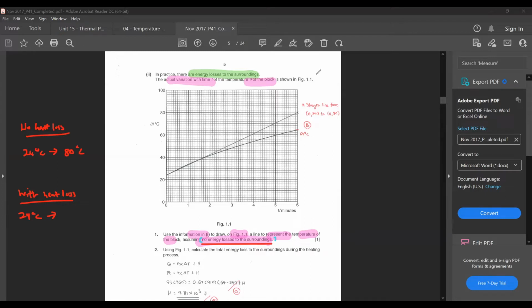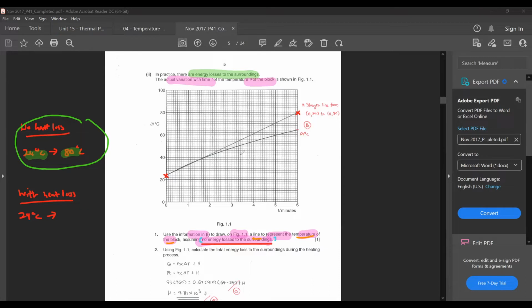Okay, so here, what is the line that tells you the temperature of the block, assuming no heat loss to the surroundings, assuming no energy losses to the surrounding? When you had no heat loss just now in the previous page, you already calculated that it will go from a temperature of 24 degrees centigrade to 80 degrees centigrade. So you know that the endpoints are going to be 24 degrees here and 80 degrees here. Okay, and then after that, you should have a line joining those 2 points.